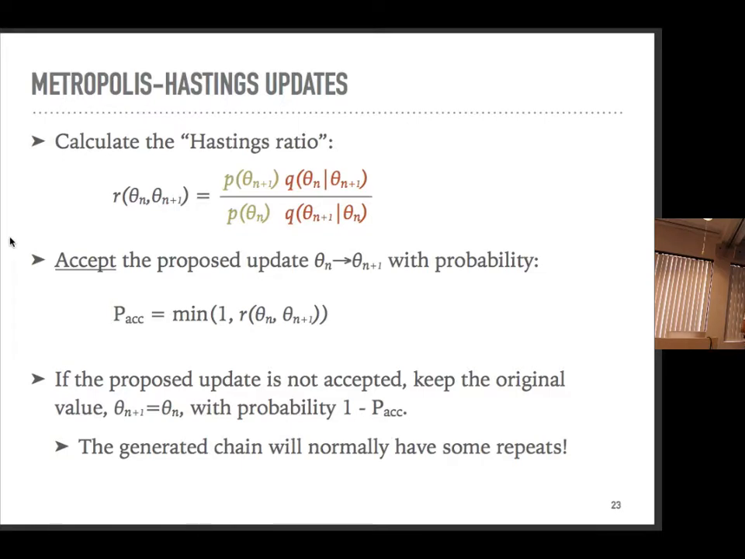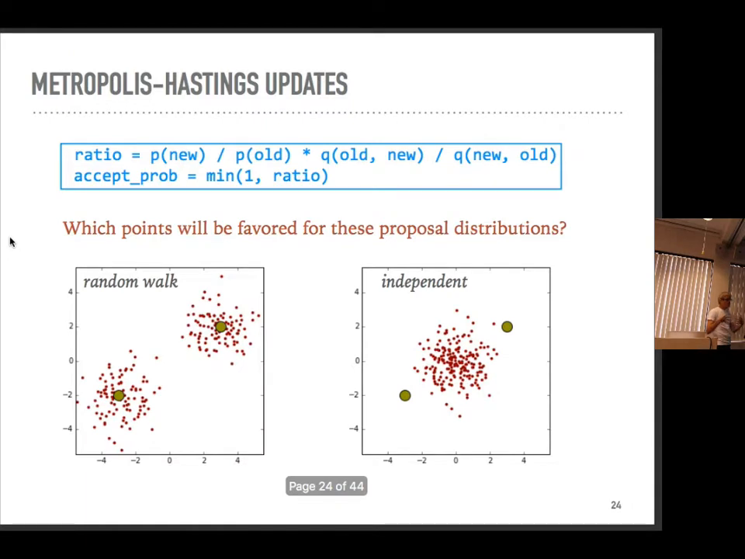So it's normal that a Markov chain will have repeats when you use the Metropolis-Hastings algorithm. You will get duplicated points. That doesn't sound very random, and you can be tempted to say, let's just get rid of those duplicated points. But you have to leave them in, because that's what ensures that you have the correct statistical properties at the end of the day.